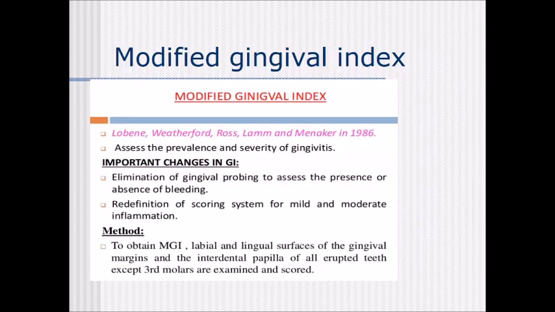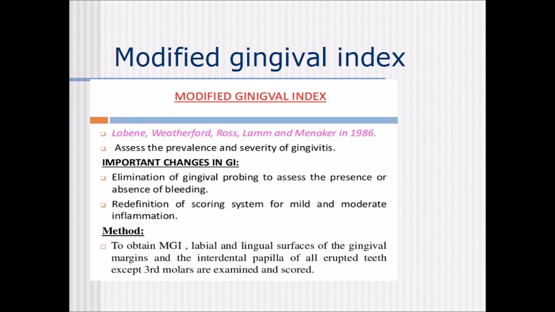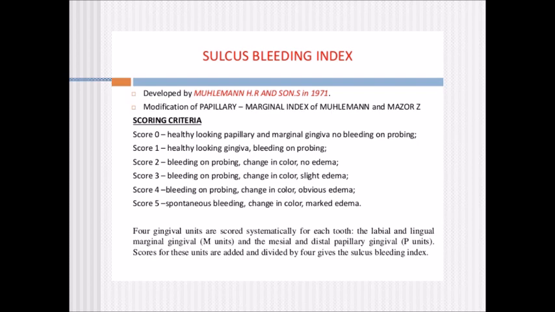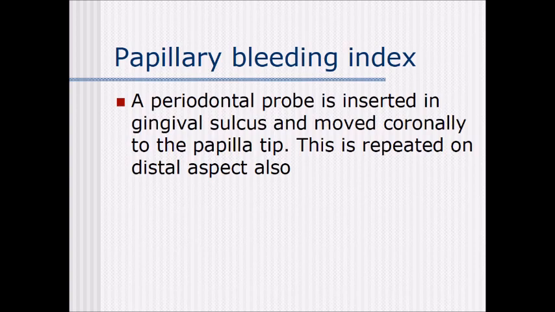So coming on to the modified gingival index. Since it's a short note, it is not necessary to write down all the indexes. I guess it's better to write only the gingival index. Coming on to the modified gingival index, the important changes are elimination of gingival probing to assess the presence or absence of bleeding, redefining of scoring system for mild and moderate inflammation, then sulcular bleeding index, and then gingival bleeding index as it is given on the screen, and then papillary bleeding index.